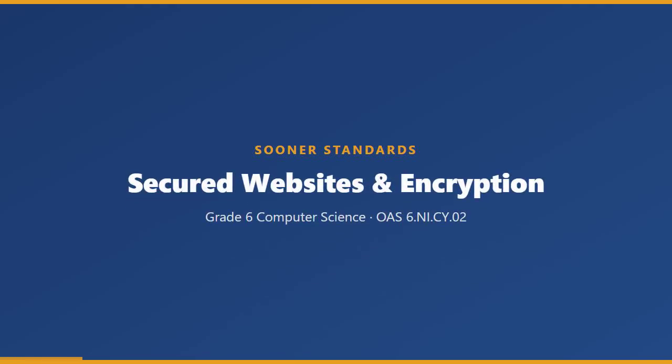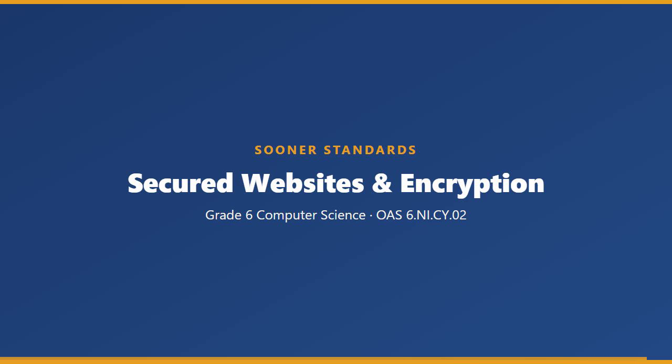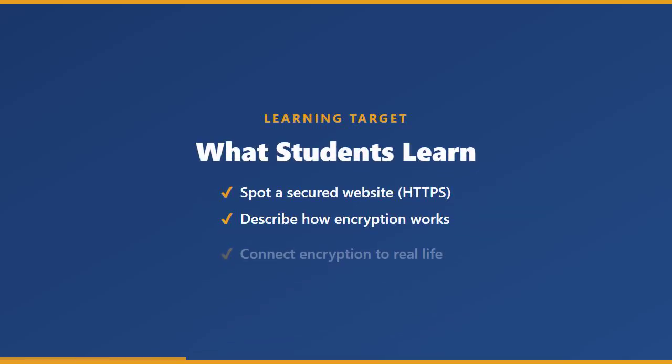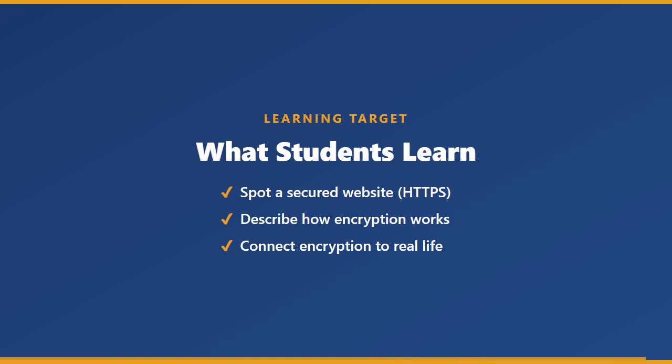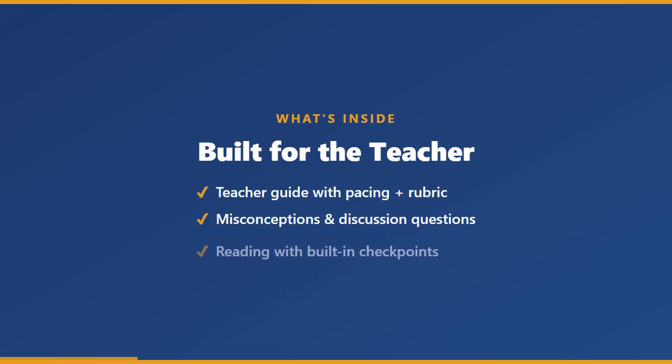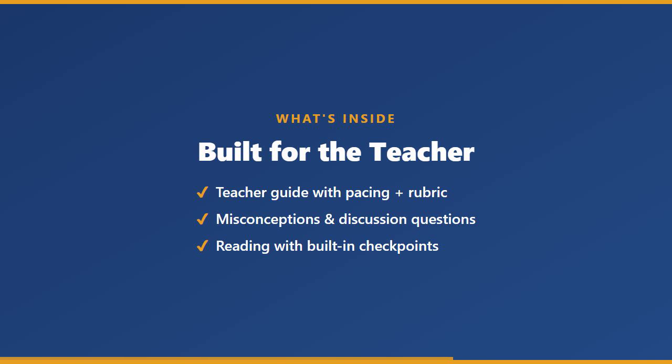From Sooner Standards, Secured Websites and Encryption, a complete Grade 6 computer science unit for Oklahoma Standard 6NICY02. Students learn to explain the importance of secured websites and describe how encryption works. Inside, a full teacher guide with pacing, misconceptions, and a scoring rubric, plus a content lesson with built-in comprehension checkpoints.